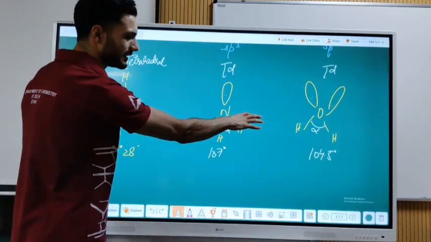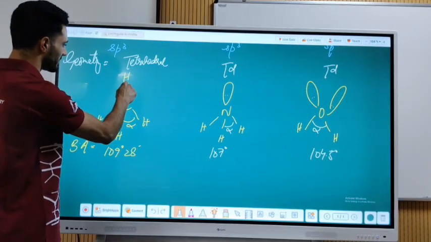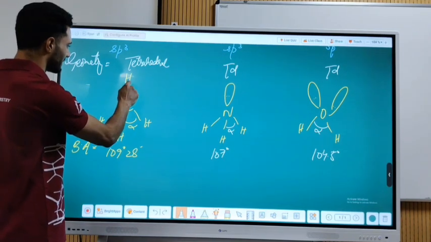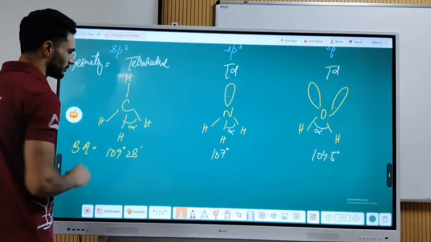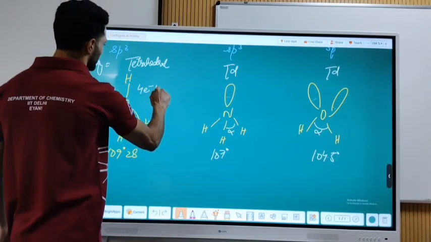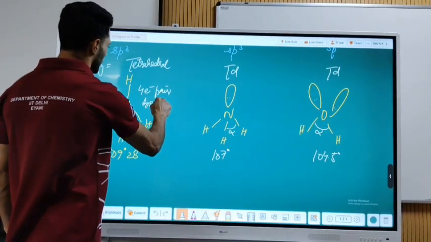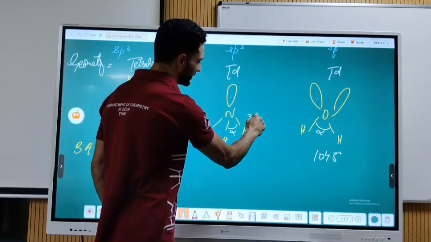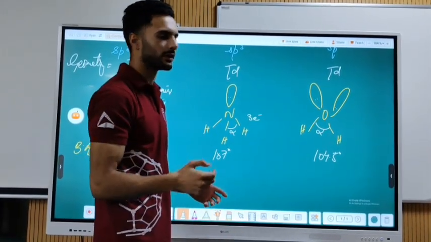If you look at these three molecules, let's have a look at this methane molecule. There are only bond pairs present. This is an electron pair, this is also an electron pair, this is also an electron pair, and this is also an electron pair. We have 4 electron pairs that are taking part in bonding. While in case of ammonia, there are only 3 electron pairs that are taking part in bonding, and 1 electron pair that's not taking part in bonding.